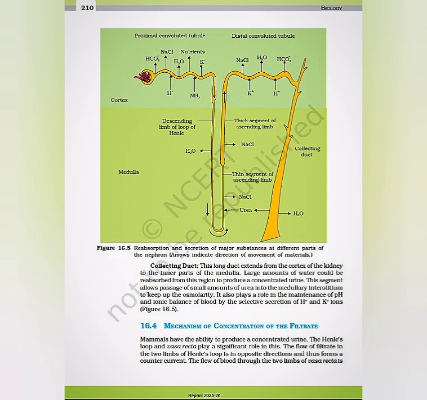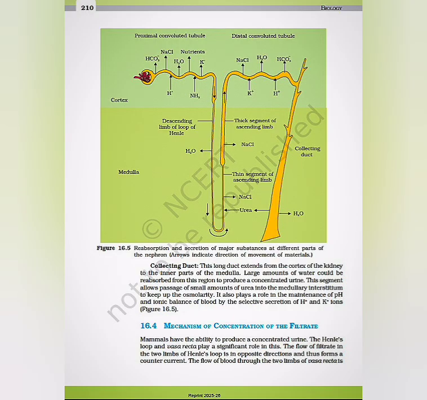Collecting duct. This duct extends from the cortex of the kidney to the inner part of the medulla. A large amount of water could be reabsorbed from this region to produce a concentrated urine. This segment allows passage of a small amount of urea into the medullary interstitium to keep up the osmolarity. It also plays a role in the maintenance of pH and ionic balance of blood by the selective secretion of hydrogen and potassium ions.